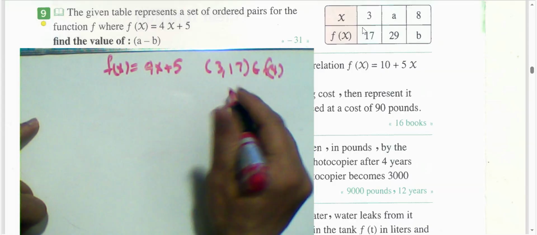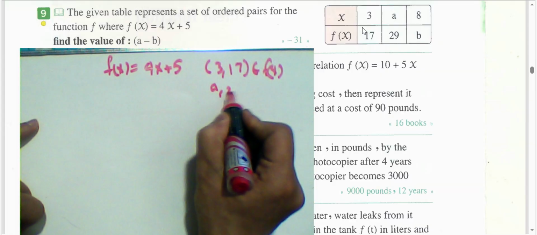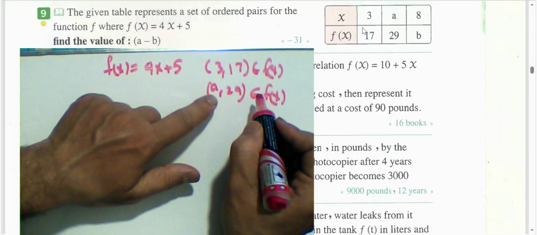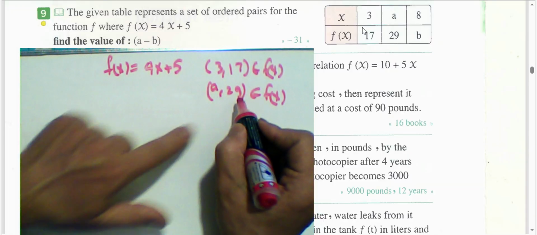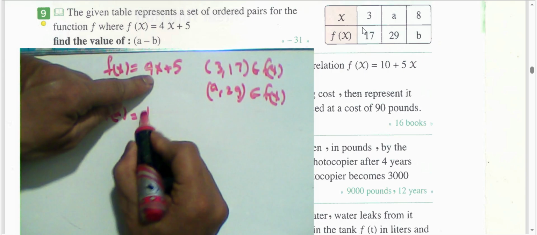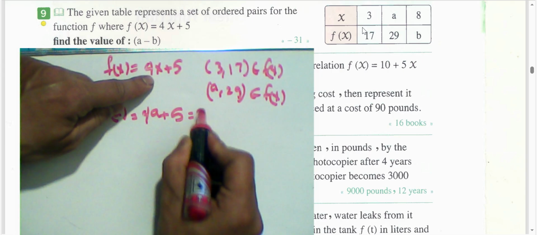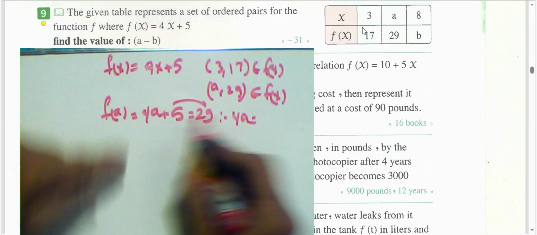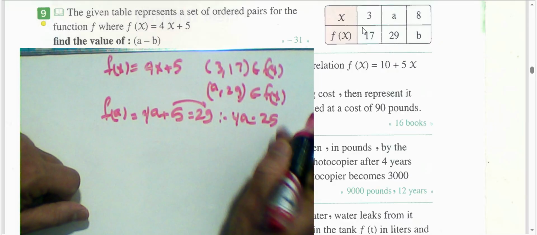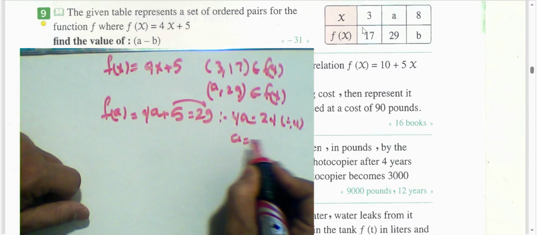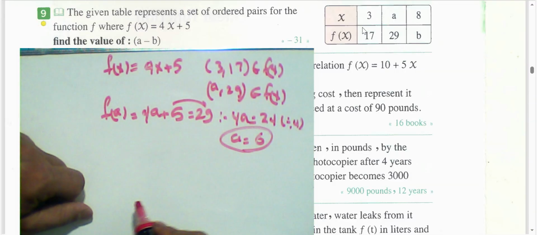Okay. And also we have the point a and 29 belonging to the function, to be satisfied, with the value of x equal a and the value will be 29. F of a, put a, and 4 times a plus 5 will be 29. Then 4a will be equal to 29 minus 5, 24. We can divide it by 4 to find the value of a. Then the value of a equals 6.